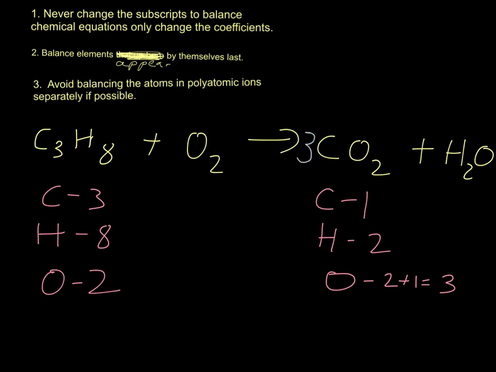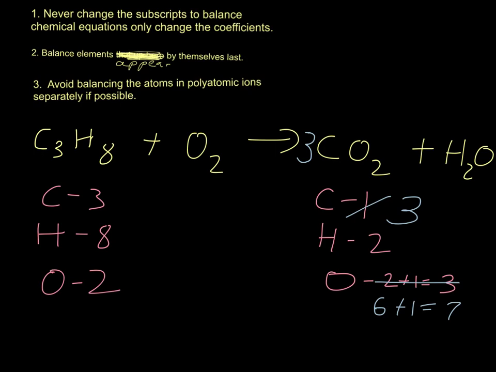So I multiply my carbon dioxide by 3. That not only gives me 3 carbons, but it changes my oxygen. I now have 3 times 2 is 6, plus 1 is 7 oxygens. All right, so my carbons are balanced.